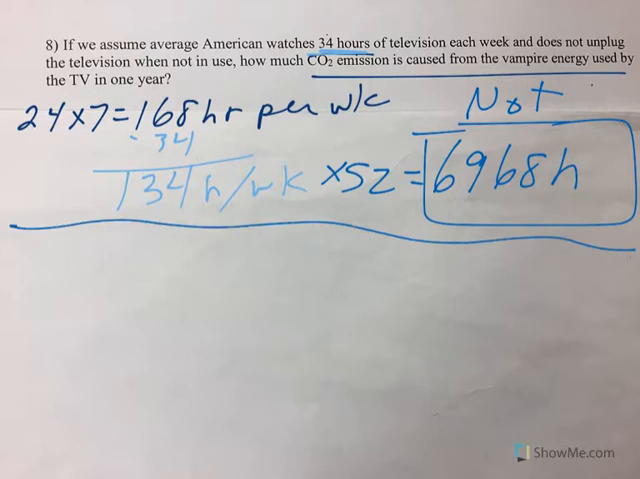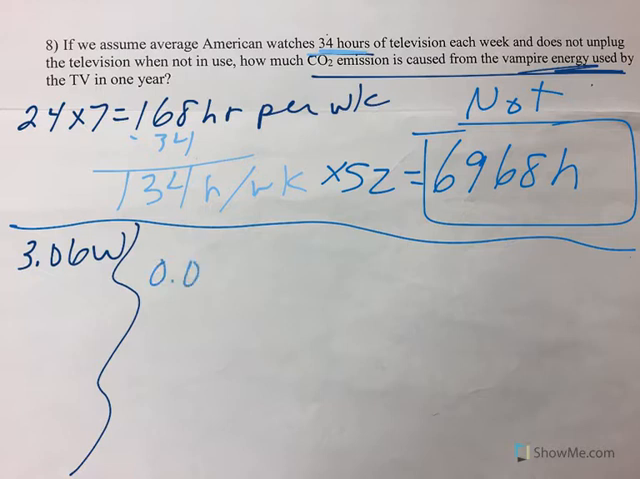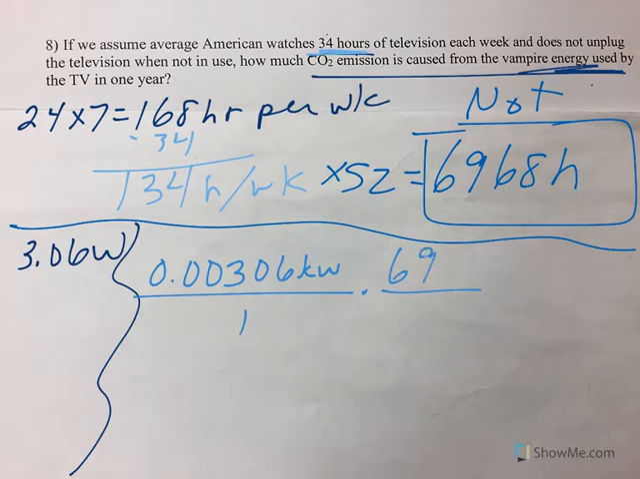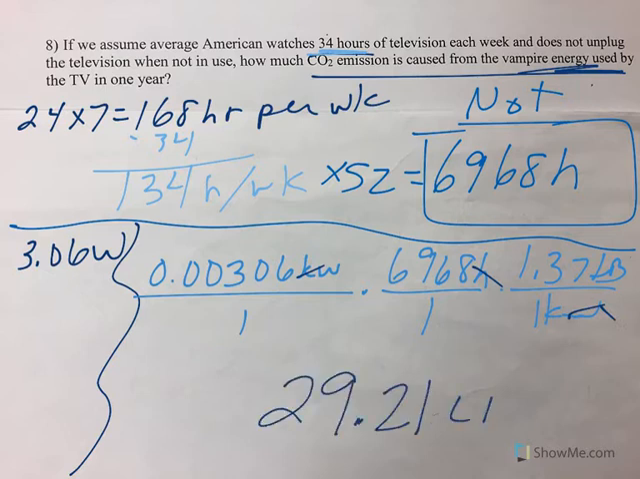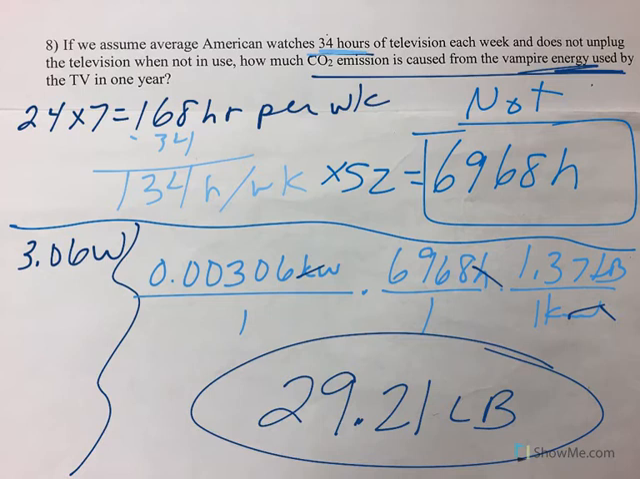Okay, so let's go ahead and do the math here. So our TV, it's the vampire energy. So this is 3.06 watts. When I move that decimal to the left 3 places, I get 0.00306 kilowatts. Then 6,968 hours and 1.37 pounds per kilowatt hour. So kilowatts, hours, we multiply. 29.21 pounds is how much you produce from your TV in a year on standby mode, assuming these are the hours that you watch or don't watch TV. That's it.